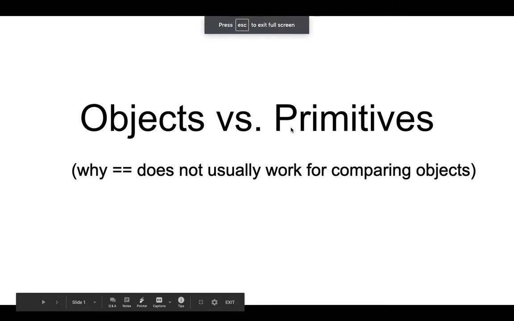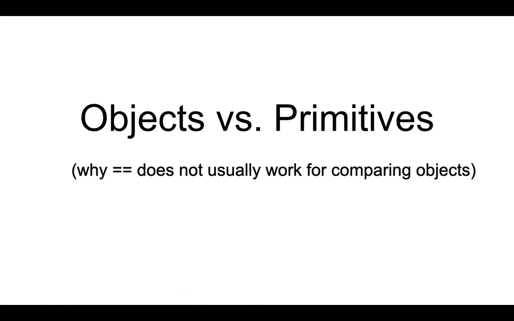So I was asked a question about why equals equals does not usually work for comparing objects, but we use it for comparing primitives. So I'm going to try to explain that.